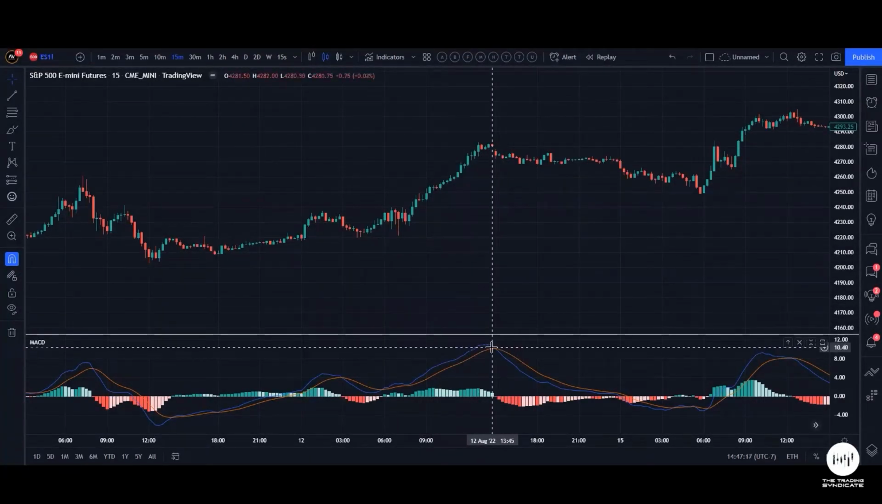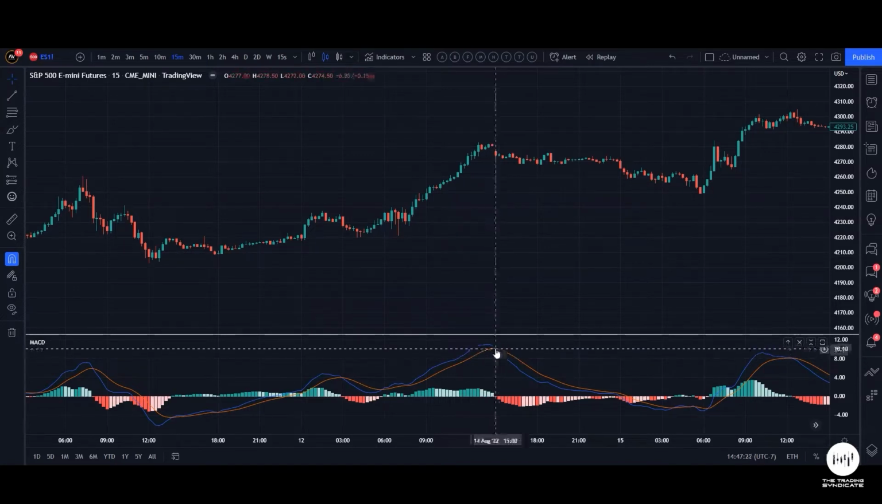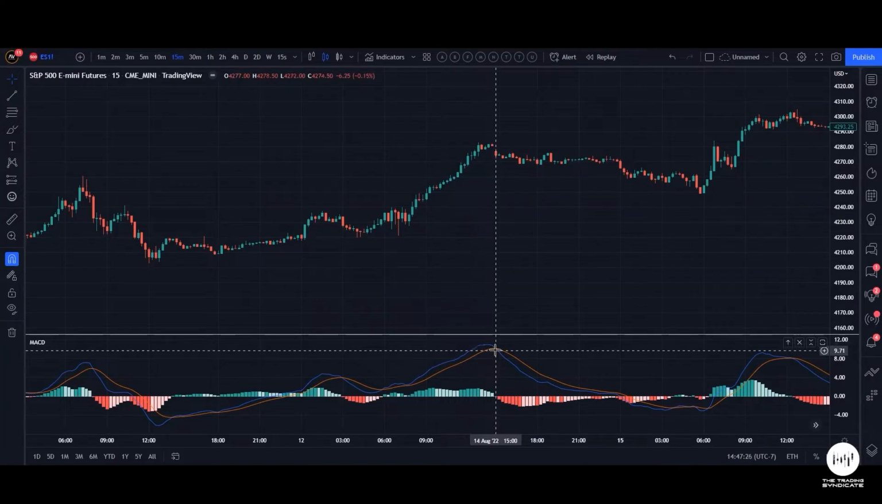Same thing for the crossover to the downside. If we're moving from an uptrend into a downtrend, then you would look to sell or short the position due to the fact that we're moving from an uptrend into a downtrend. And of course, you would not want to be holding an upside move during a downtrending move.